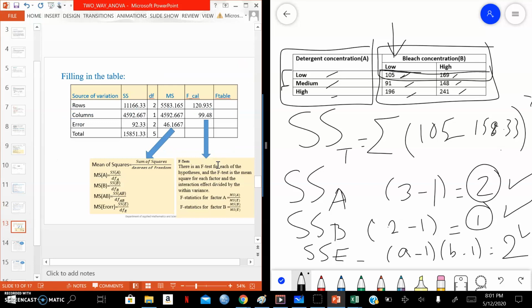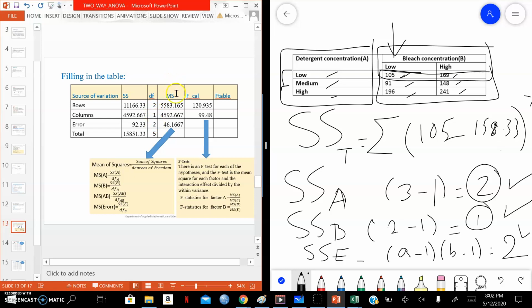So we wrote it here, okay? Degree of freedom of rows, we know that we have the number of rows as 3, so the degree of freedom will be 3 minus 1, which is 2. Degree of freedom of columns, we have 2 columns, so the degree of freedom will be 2 minus 1, which is equal to 1. Error will take the multiplication of the degree of freedom of row times the column 1. So 2 times 1, which is equal to 2. Degree of freedom for the total is just the addition of these degrees of freedom. So it's equal to 5.